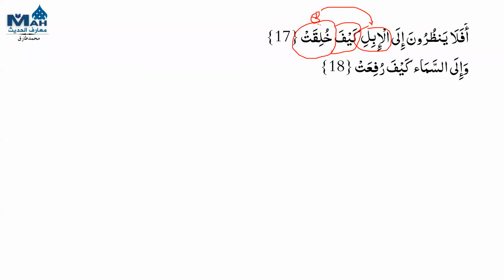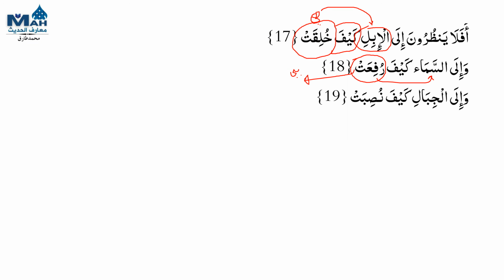Wa ila as-sama'i kayfa rufi'at. So this rufi'at is majhul, and the naibul fa'il is hiya, which is going to as-sama'. Wa ila al-jibali kayfa nusibat. So this nusibat is what? Majhul. So also hiya is the naibul fa'il, reverting back to al-jibal. Wa ila al-ardi kayfa sutihat. Yes, mashallah.